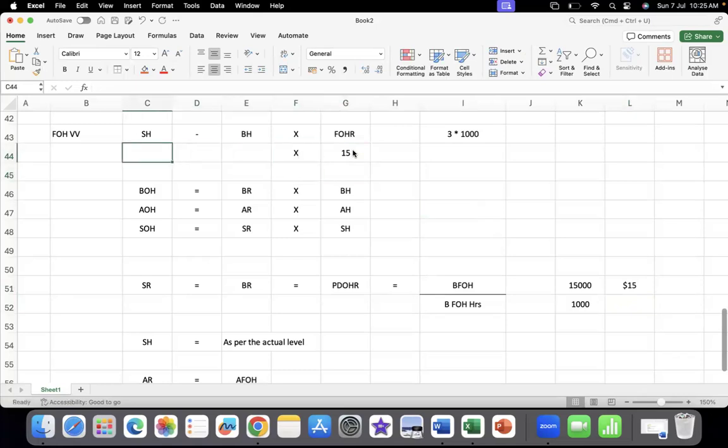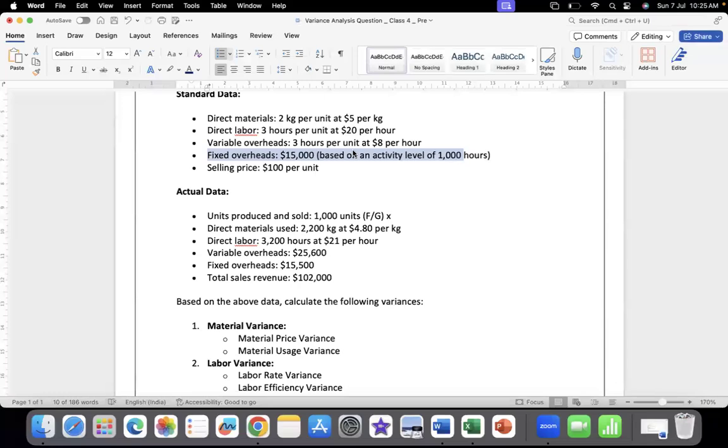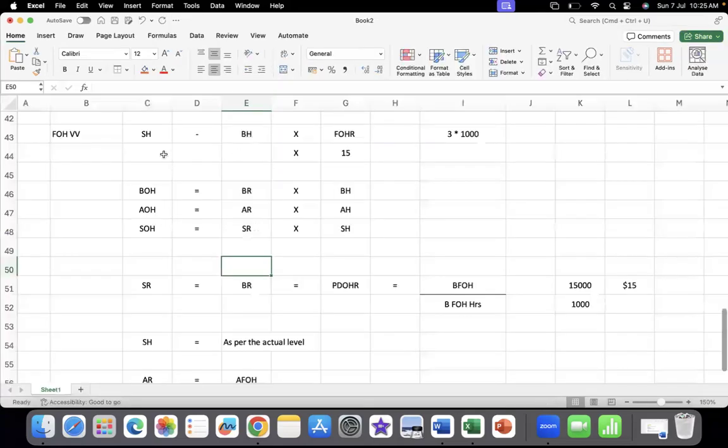The question is, what are your standard hours and what are your budgeted hours? For every 1 unit, how many hours do you require? It's 3 hours. It's not the case that it is only given for variable overheads or only for direct labor hours. No, it's for the final product. What you need is the standard hours for one finished product, so that is 3,000.